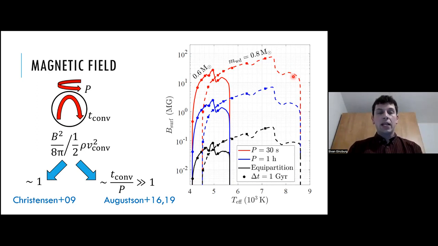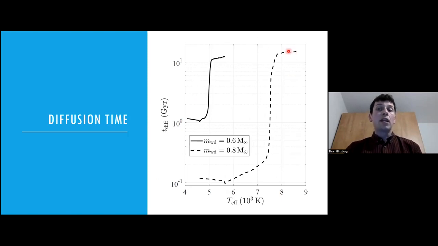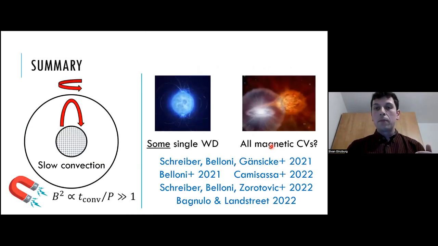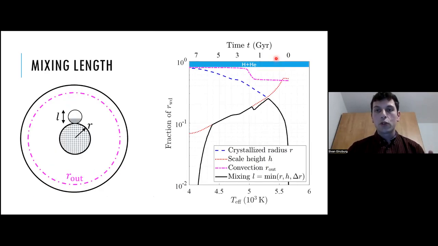But we might have a delay because magnetic fields might also take some time to diffuse outwards. I haven't shown it, but the diffusion time initially is very long, and it becomes short only once convection reaches the helium layer. So if the only means for the magnetic field to get out is by diffusion, then you have to wait until this point, when a sizable fraction of the white dwarf has already crystallized.